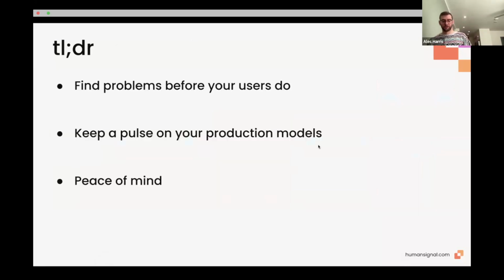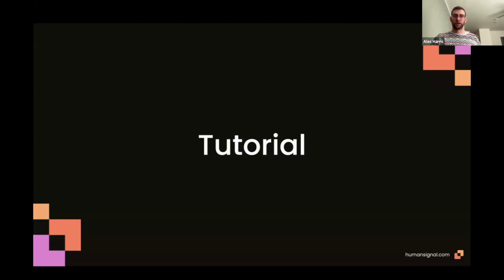The TLDR here for what we're proposing is that you can find your problems before your users do. You keep a pulse on your production models, and you have that peace of mind, right? So you can answer that big question of, given the changing user inputs, given the changing outputs of LLMs, given the crazy world we live in, how do you have confidence? And this flow is a good way to do that. So that's the lay of the land. I'm going to pass this over to Micaela to run through a tutorial here. Looking forward to seeing the tutorial.